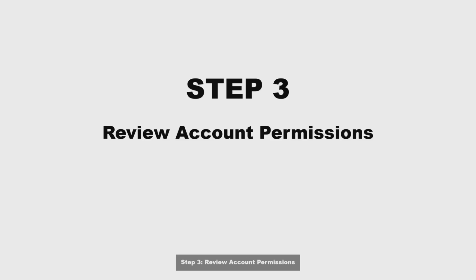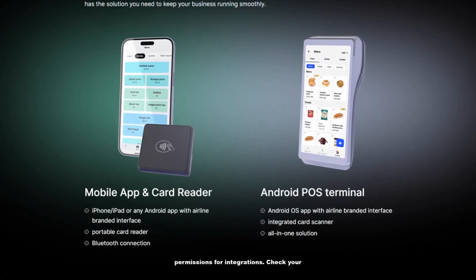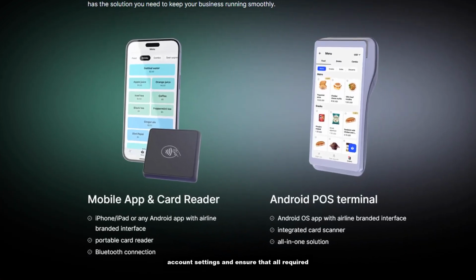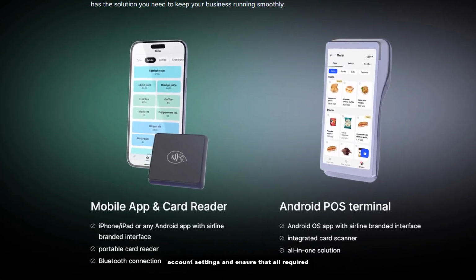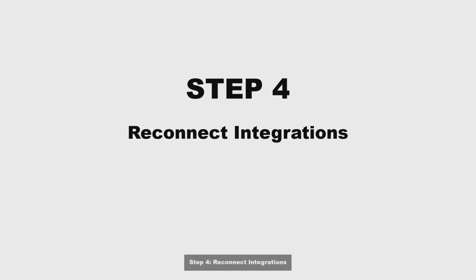Step 3. Review account permissions. Verify that your account has the necessary permissions for integrations. Check your account settings and ensure that all required permissions are enabled. Step 4. Reconnect integrations. Don't continue before doing this.